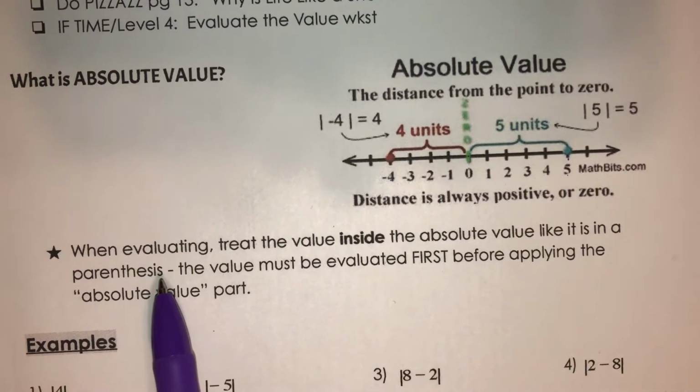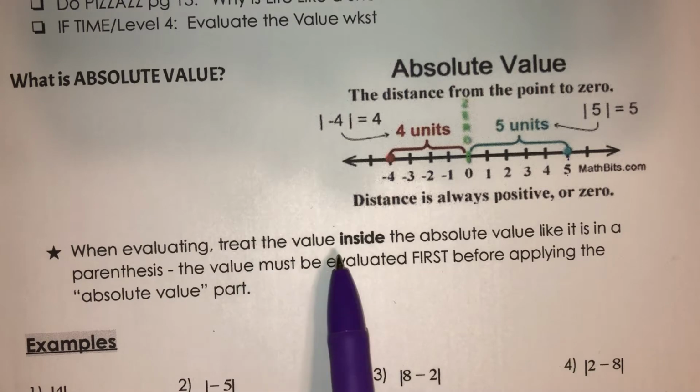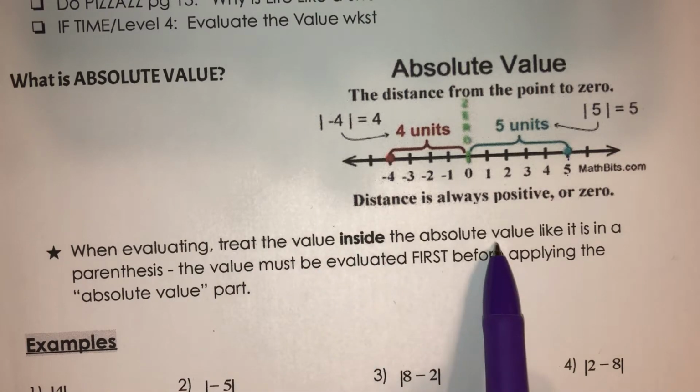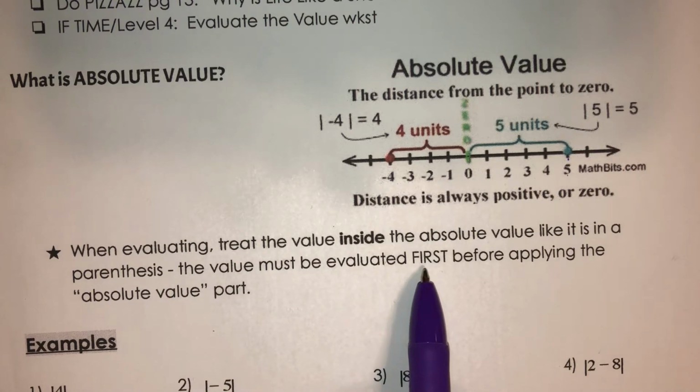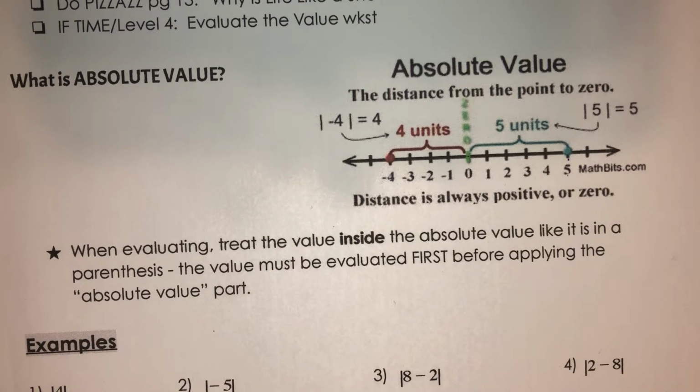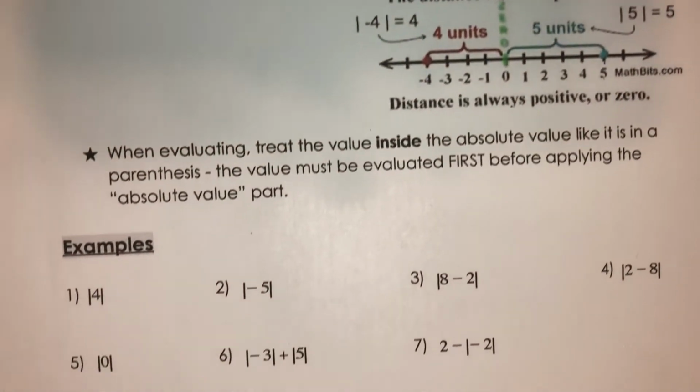So here's a little trick. When evaluating, treat the value inside your absolute value like it's its own parentheses. You have to evaluate what's inside the parentheses, or inside the absolute value, first before you can apply the absolute value part. So let's do a couple of examples.